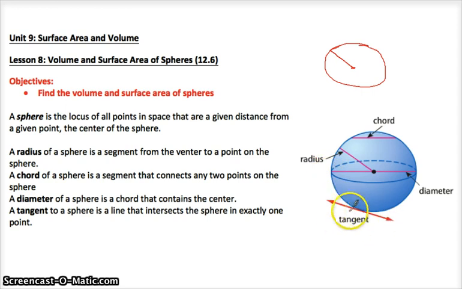And a tangent to a sphere, also, we're not going to talk about that very much. There's tangent lines, there's tangent planes, there's all kinds of fun stuff if you take higher geometry courses beyond high school, but we're just really going to deal with surface area and volume, and that's all based on radius alone.